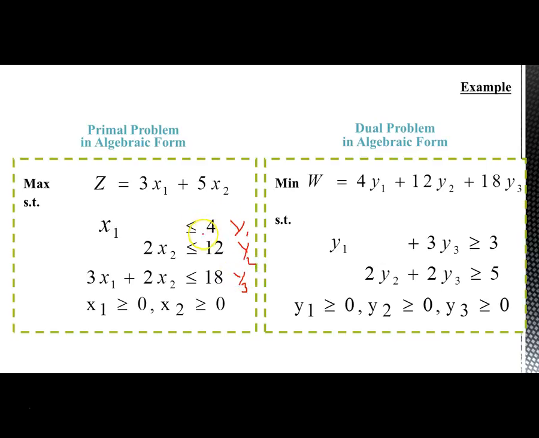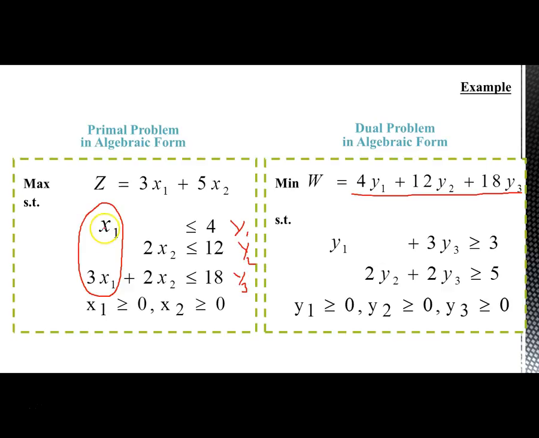Okay, these will be the coefficients of y1, y2, y3 for the objective function. Now, how are we going to find the new constraints from here? This will be the constraint combining these two. Okay, the first constraint will be what?